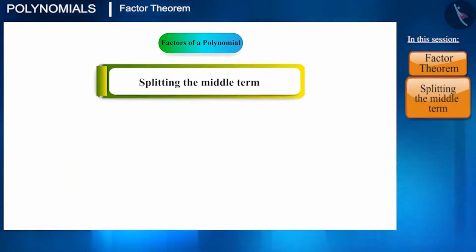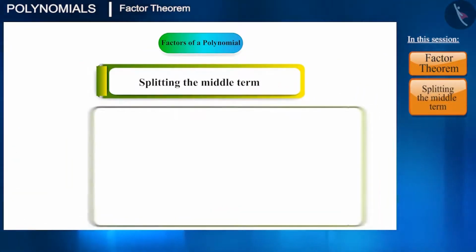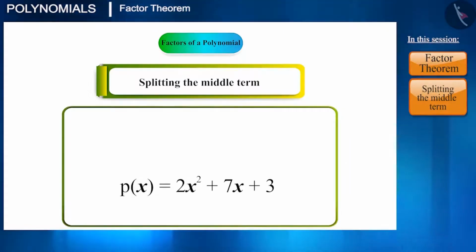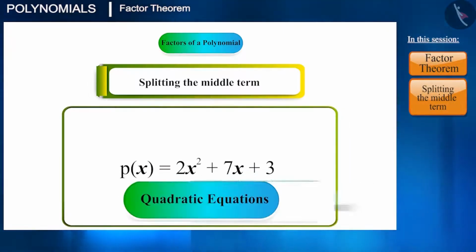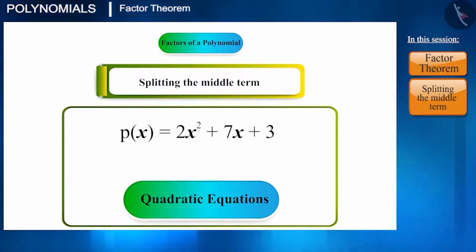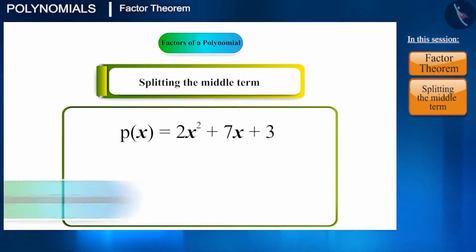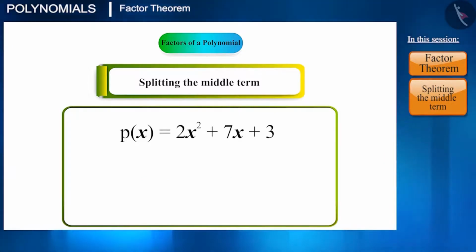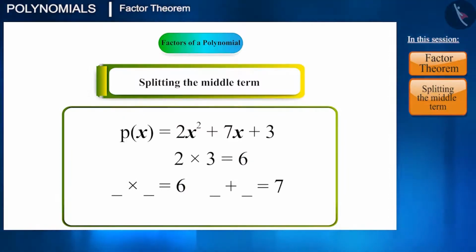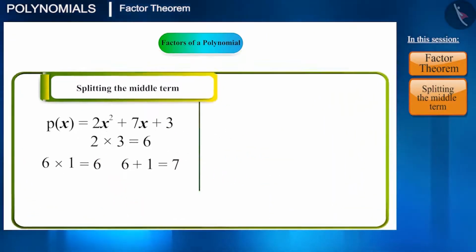Now, let's solve this polynomial using the method of splitting the middle term and see if the results are the same or not. Friends, we have learnt this method in the context of quadratic equations in our previous session. As you all know, here we will multiply the coefficient of x squared, that is 2, and the constant 3 to get 6. And then find two such numbers whose product is 6 and sum is the coefficient of the middle term, that is 7. The numbers whose product is 6 and sum is 7 are 6 and 1. Now we will split the middle term and write it like this.